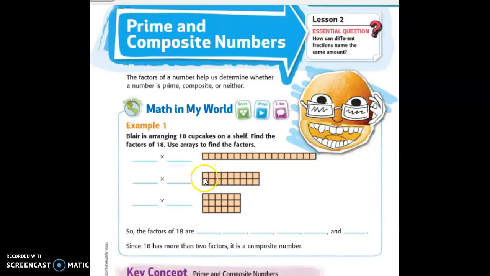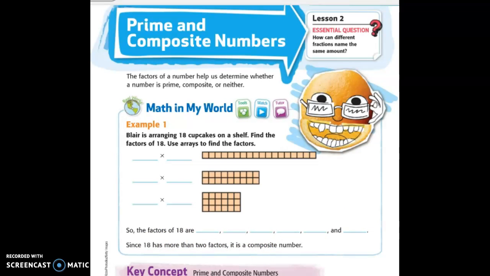This one, we've got 2 rows and 9 columns. So 2 times 9 would be the next factor pair. So 2 is a factor and 9 is a factor. This one, we've got 3 rows and 6 columns. So 3 times 6 would be the last ordered pair. So the factors are 1, 2, 3, 6, 9, and 18. Since 18 has more than 2 factors, it is a composite number.